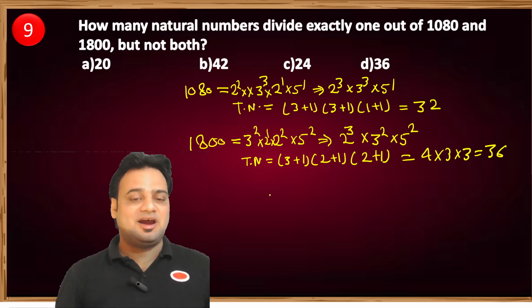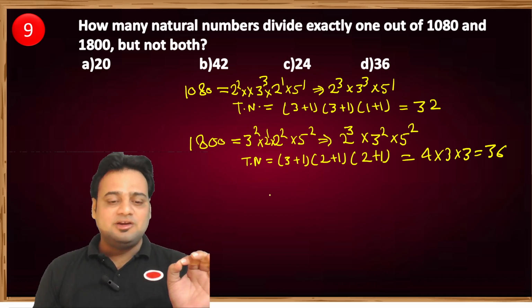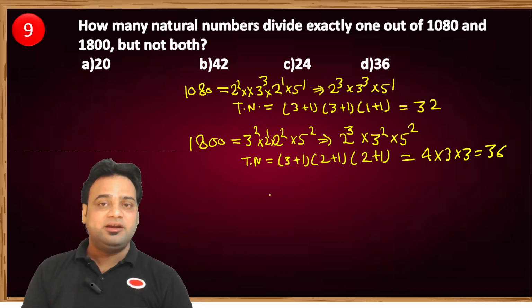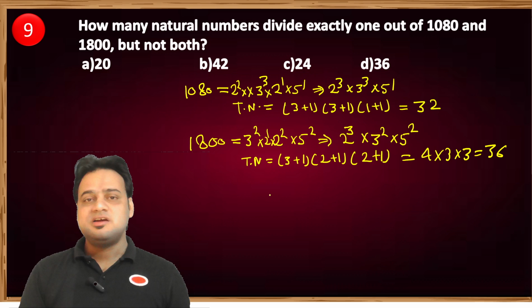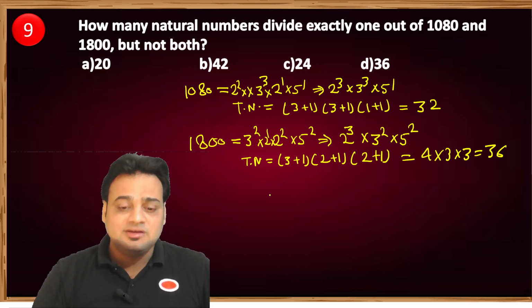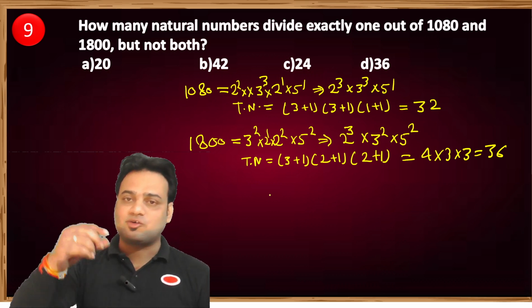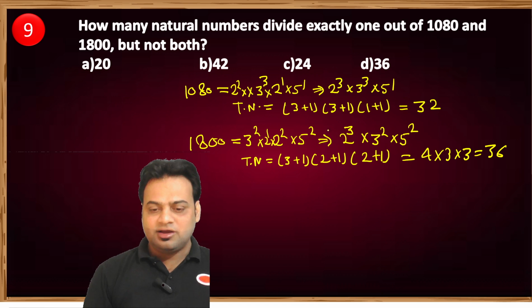But the question is that 32 are the factors which divide 1080 perfectly, and 36 are the factors which divide 1800 perfectly. But in these counts you have also considered those factors which are common to both. That means the HCF of both numbers. So how many common factors are there?